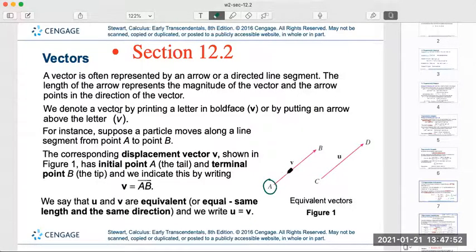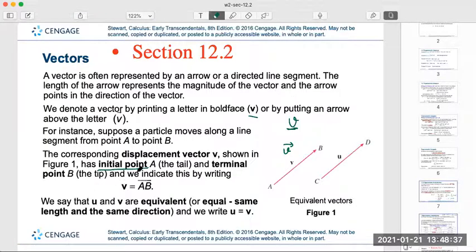A here is the initial point, and B here is the tip or the terminal point of a vector. And we denote it as boldface V, or we write an arrow on top of it, vector V like this, just notation. Because in writing you cannot write bold letters yourself, you may need to use an underscore like this. It's okay. This is another way to write this vector.